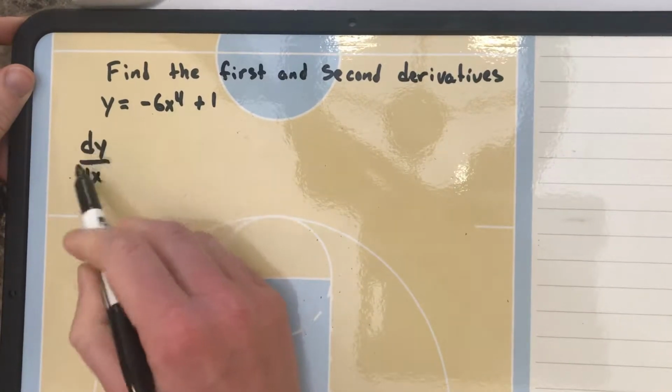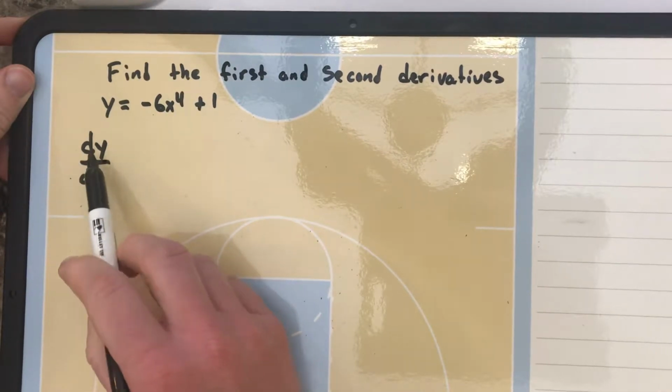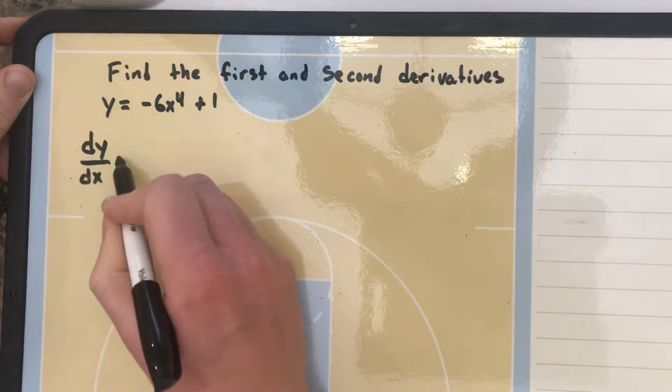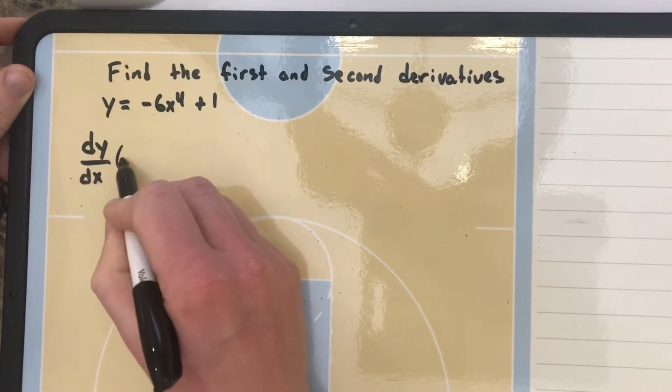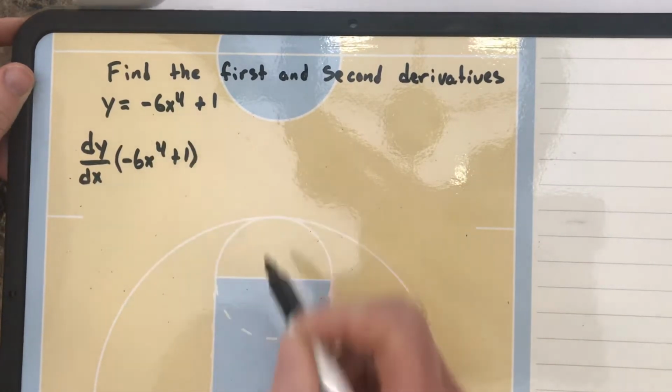So the first thing we need to define is that when we're taking the derivative, we write this notation, and what we're saying is we're taking the derivative of y with respect to x. And that's going to equal the derivative of negative 6x to the fourth plus 1.